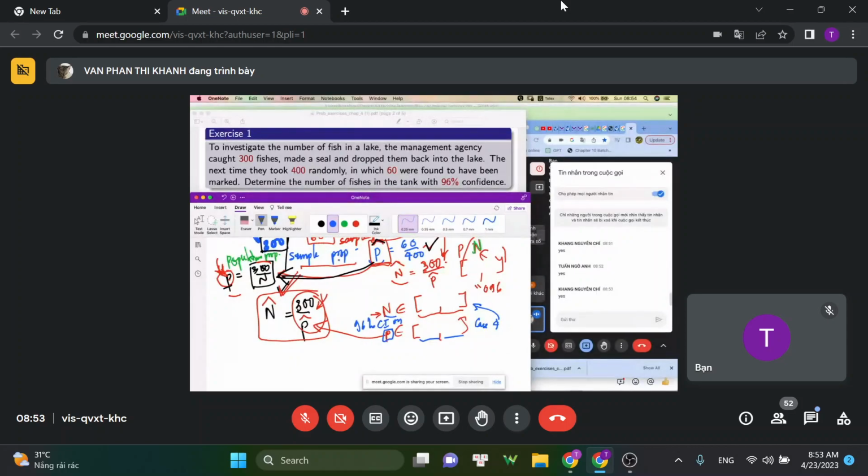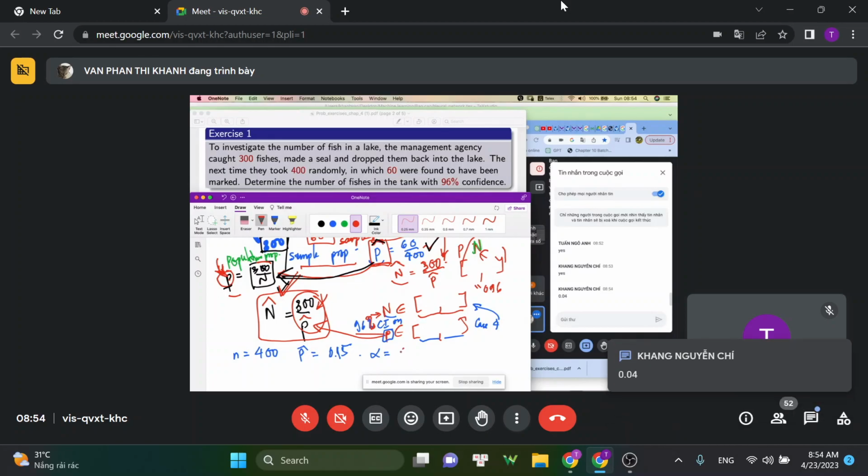So we have some information: n is 400, it's the sample size. P hat is 0.15. Right? So alpha, what is alpha, class? 96% confidence interval. So what is alpha? 0.04. So we have z alpha over 2, please. Tell me, what is z alpha over 2?